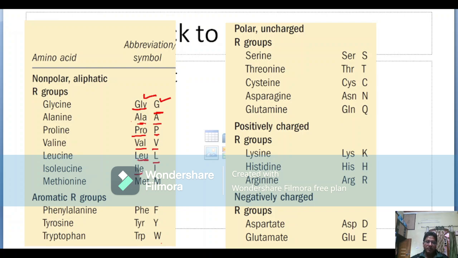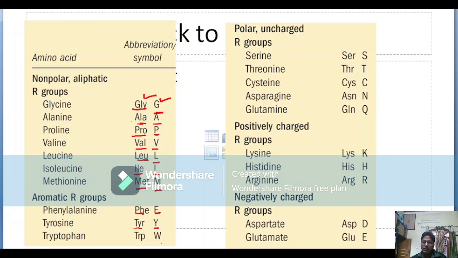Isoleucine abbreviation is ILE, symbol I. Methionine is MET, and the symbol is M. The aromatic amino acid phenylalanine is PHE, and its symbol is F. Tyrosine is TYR, symbol Y. Tryptophan is TRP, and the symbol is W. Serine is SER, symbol S. Threonine is THR, symbol T. Cysteine is CYS, symbol C.